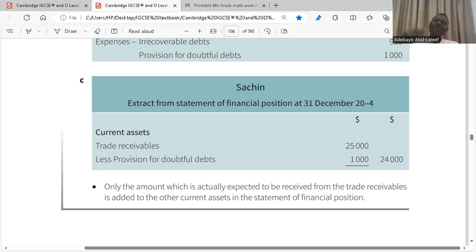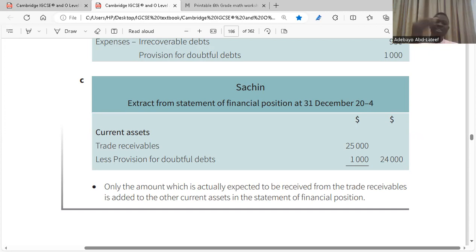Now, we have to extract our statement of financial position. In the statement of financial position, I said whenever there's provision, when the business has decided to set aside a certain proportion or percentage of the trade receivables as provision for doubtful debt, at the end of the financial year, the business has to take away the value of the provision for doubtful debt from the trade receivables. If not, you'll be overstating your trade receivables, your current assets.